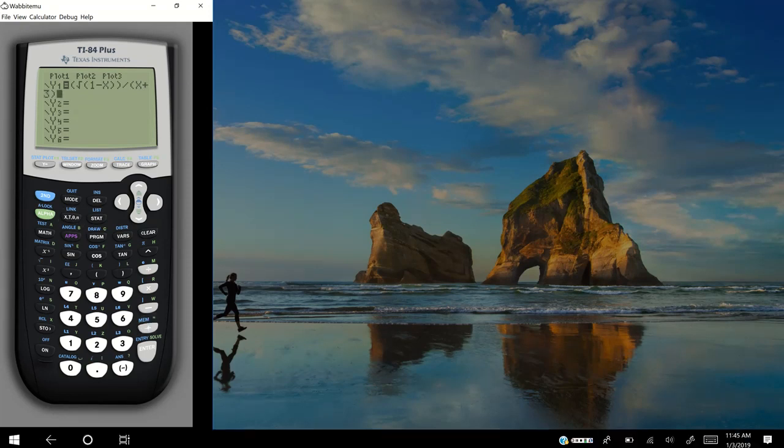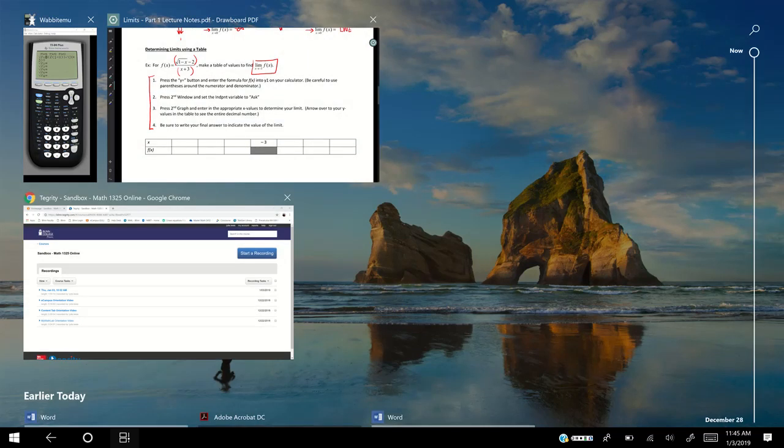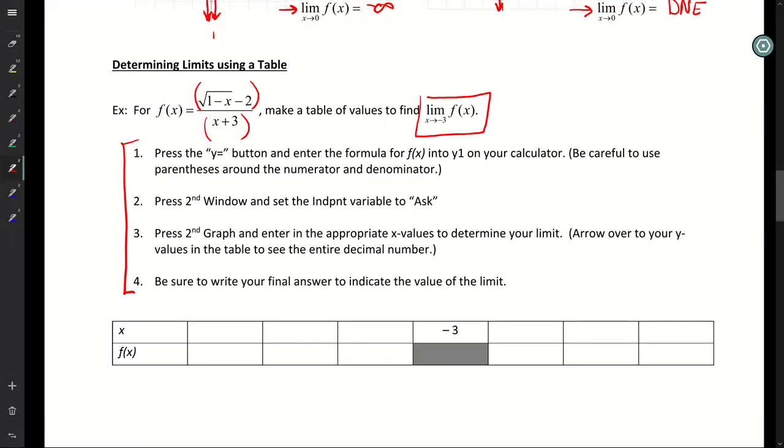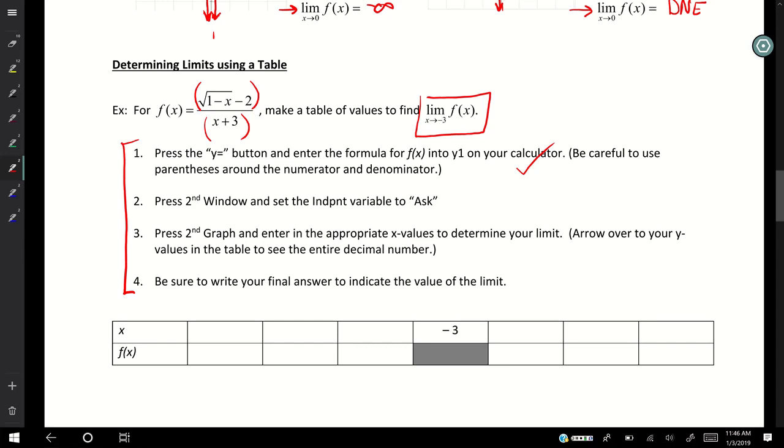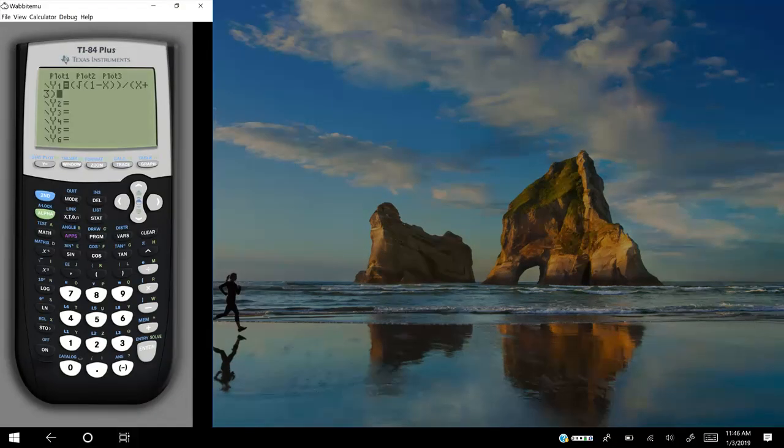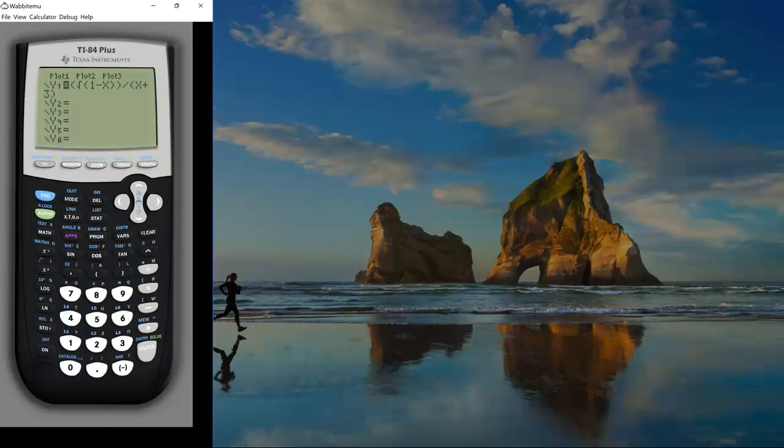All right, so now that I have that entered in, I'm going to go back over here and see what the instructions told me to do. So it says to enter the formula, we've done step number 1, so we're good to go. All right, it said set second window and set up the independent variable to ask. So this is setting your calculator up so that it will allow you to plug in x values as opposed to picking your x values for you. So we're going to second window, and then the independent variable needs to be set to ask. So arrow down, and then arrow to the right, press enter over ask, and then we're good to go.